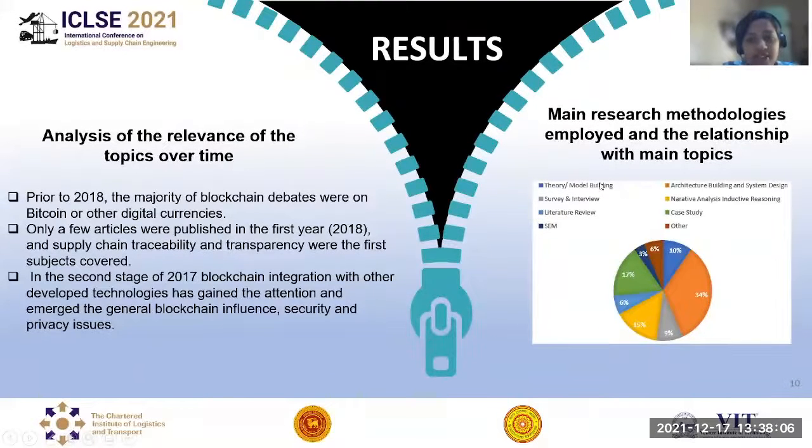And when it comes to the main research methods employed in the research, most of the research has been published in architecture, building and system design. Other than that, case studies have also been published a lot. But when we consider methods like SCM and systematic literature reviews, the other category, and also survey and interview, very few studies have been published. Quantitative methods rarely appeared in previous studies because blockchain is still in its early stages of development.